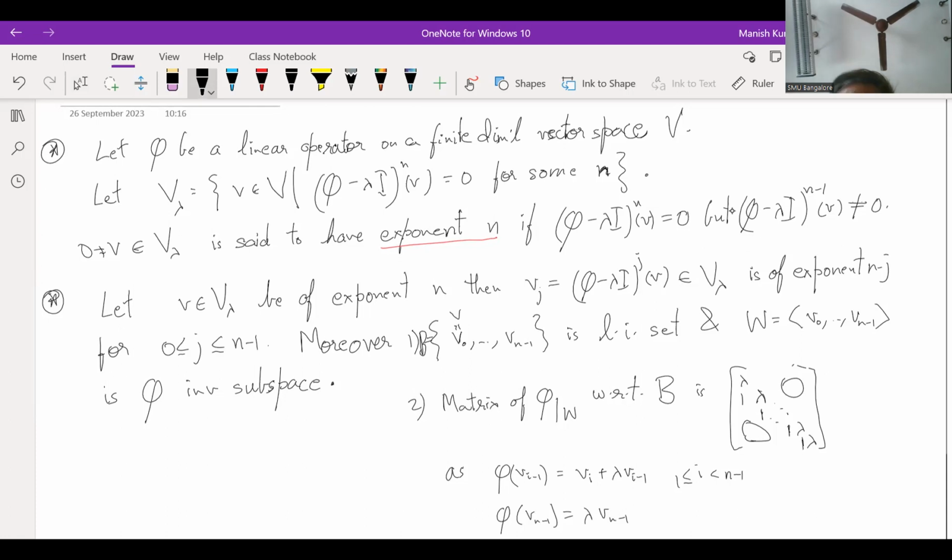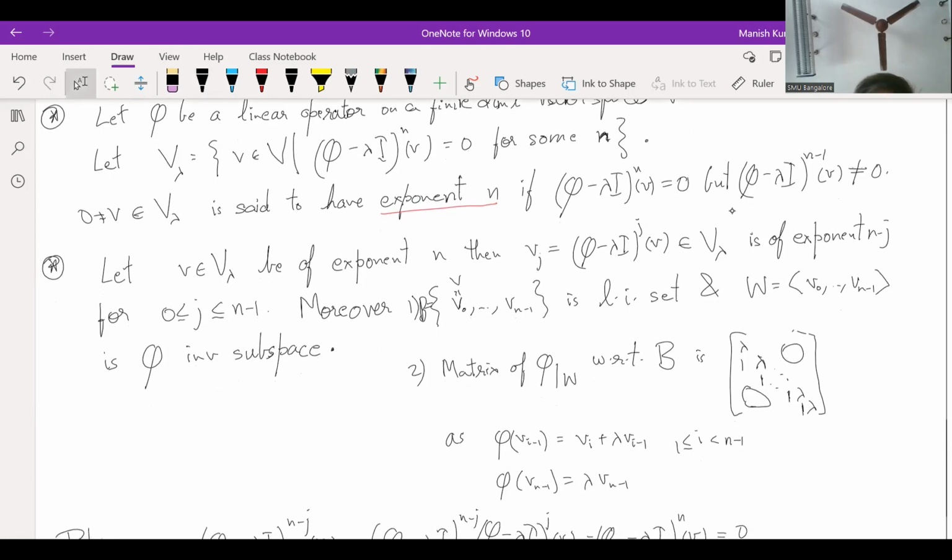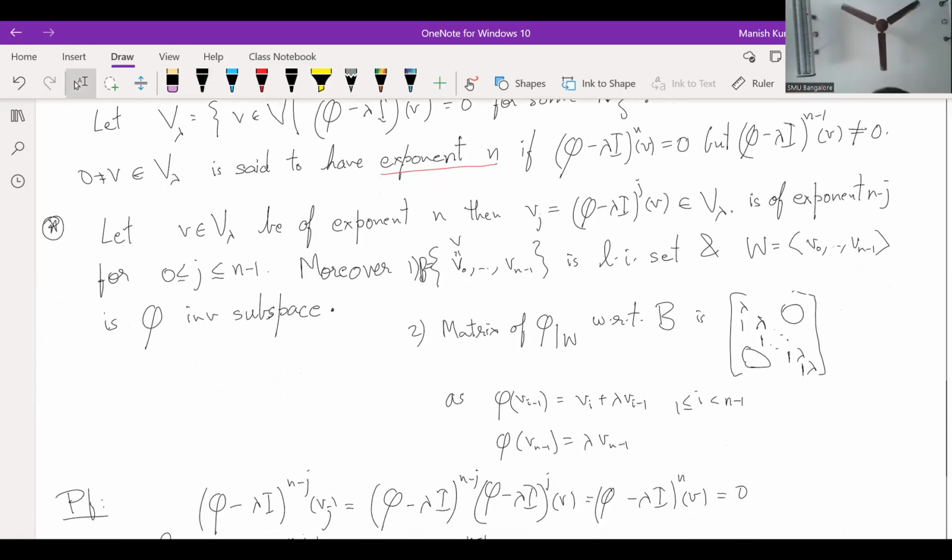And if you consider the subspace W generated by them, then W is a phi invariant subspace. Maybe we'll prove this first, and then the matrix of phi restricted to W is going to be this thing. So this part is the invariance, and this part we more or less proved. In fact, we saw that this formula holds.